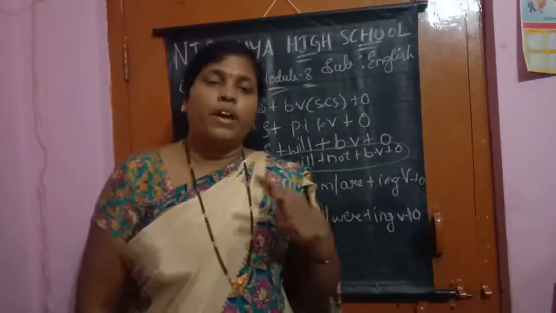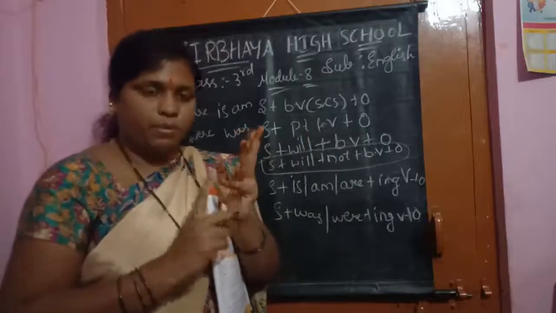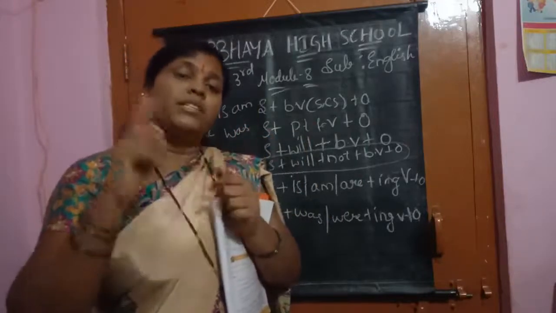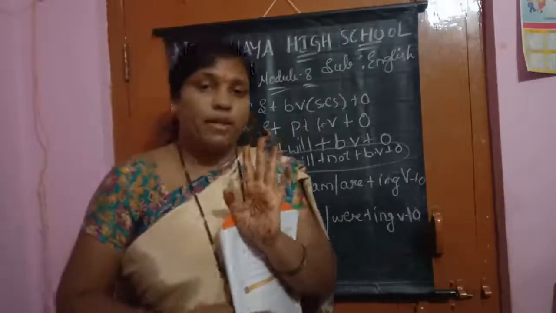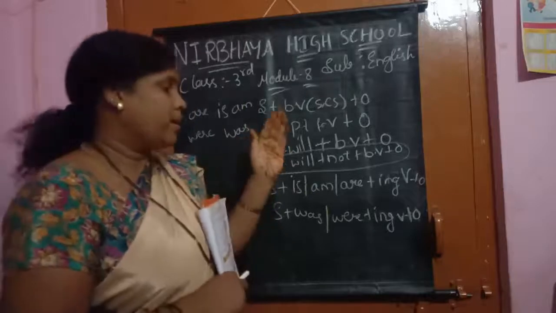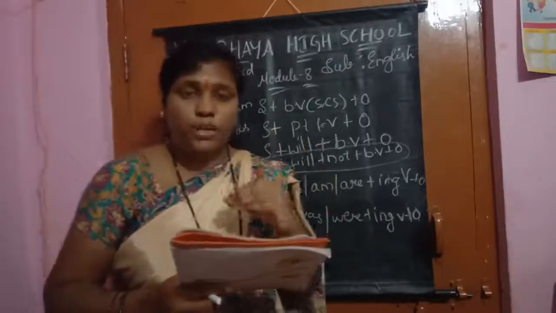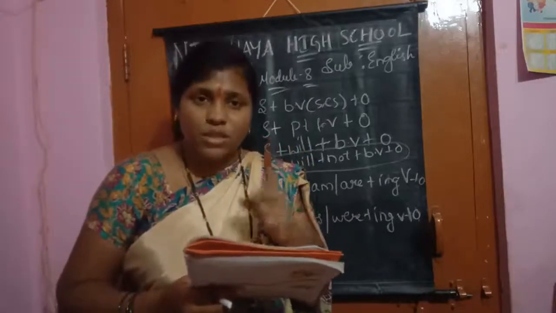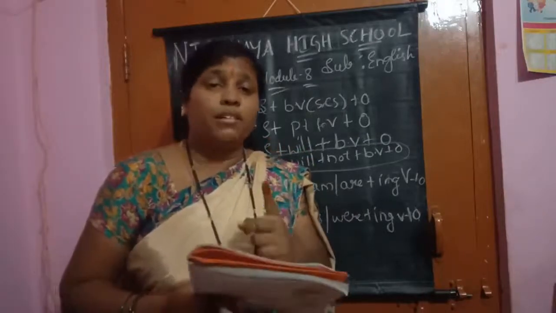Understood, children? How many types have we learned here? Simple present, simple future, simple past, present continuous, past continuous. Five types we have learned. Understood, children? Five kinds of tenses we have learned today. Complete this. Read from your workbook. Read it once. Listen carefully. Listen to the video. Then you will understand clearly.